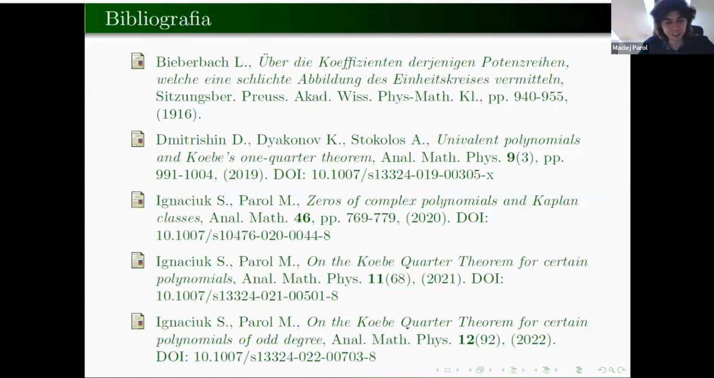And then we have the references. The first article is the article of Bieberbach. He proved the Koebe quarter theorem in this article. The second article is the article of Dmitrishin, Dyakonov, and Stokolos, and they introduce the class Un and prove something for this class in this article. And the last three articles are our articles. In the first one, we determined the complete membership to Kaplan classes for polynomials with all zeros on the unit circle. In the second one, we determined the Koebe radii for the cases n equals 3 and n equals 4. And in the last article, we determined the Koebe radii for the case n equals 5. And this is everything from me. Thank you for your attention.